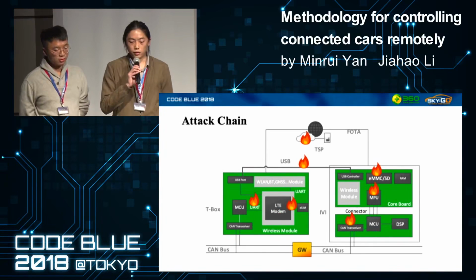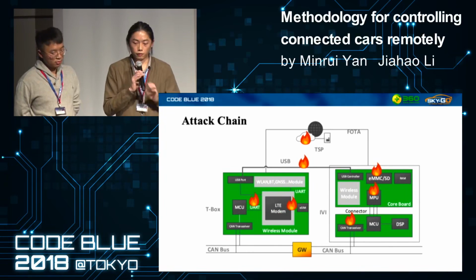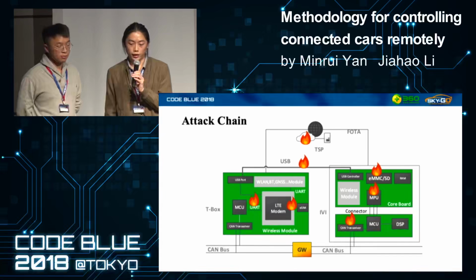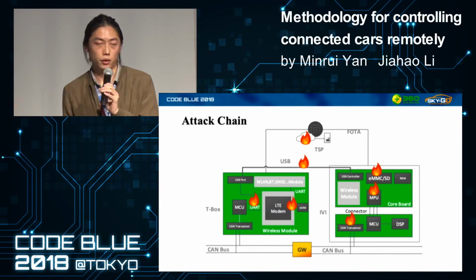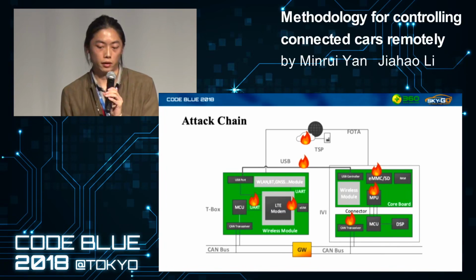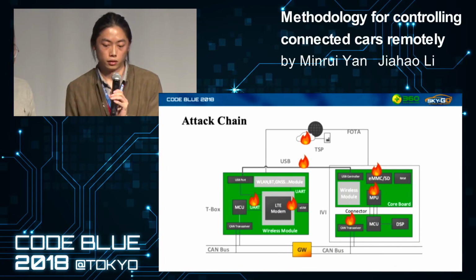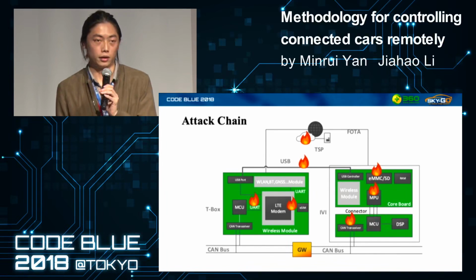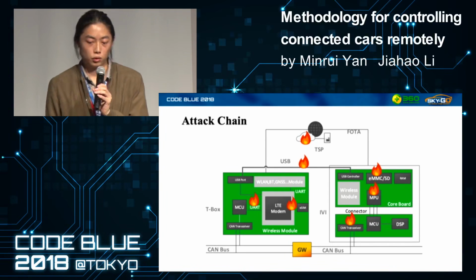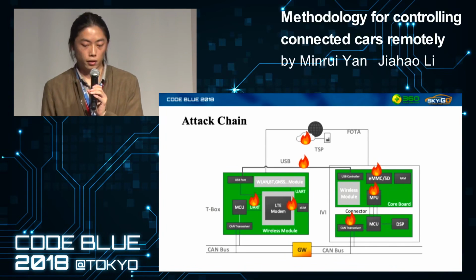Now let's talk about the attack path. If hackers can get into the vehicle manufacturer's intranet, they have the permission to connect with any vehicle on the internet. Then if they control one of the IVI or T-Box, they can send a CAN bus message into your car. That means that they can control your car remotely.